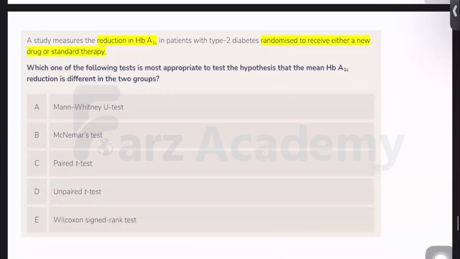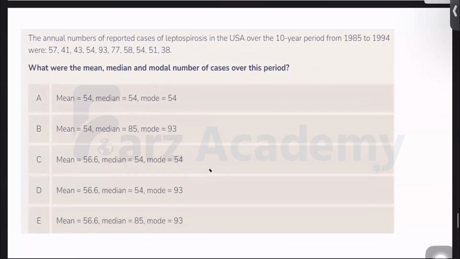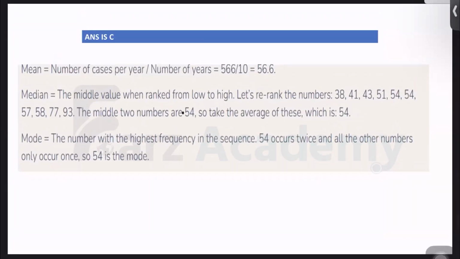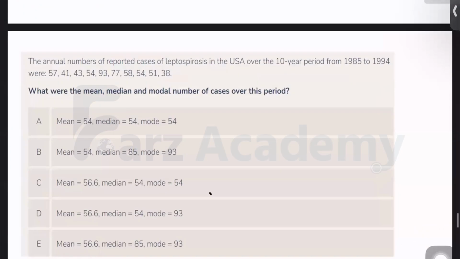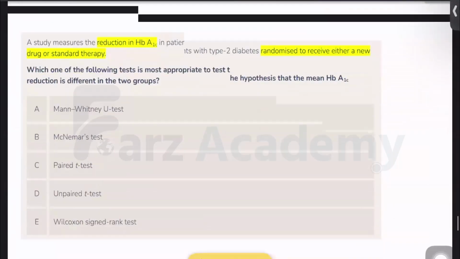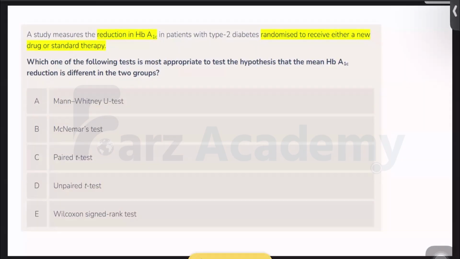That means total divided by 10. Ma'am, could you please show the previous slide's answer? Yes, this, ma'am. 566 is plus 50, all the 10 numbers you have to add and then divide by total number of observations, that is 10. Yes, ma'am. Thank you, ma'am.